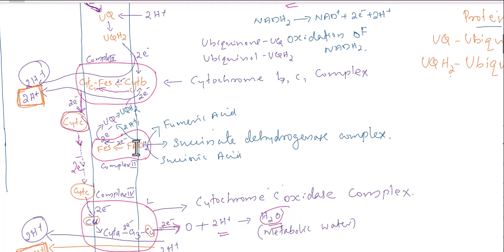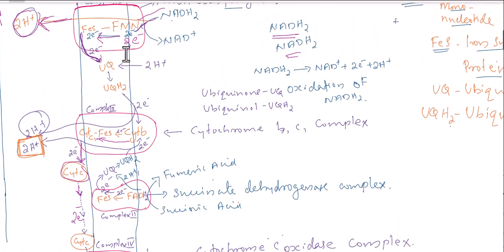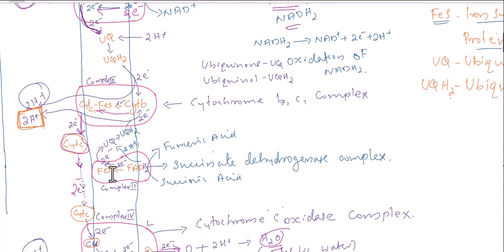From here the electrons are transferred to ubiquinone. From complex 2 also, the electrons and hydrogen ions are transferred to ubiquinone. Here again we can see ubiquinone. The ubiquinone receives this reducing power and gets converted into UQH2, the reduced ubiquinone.